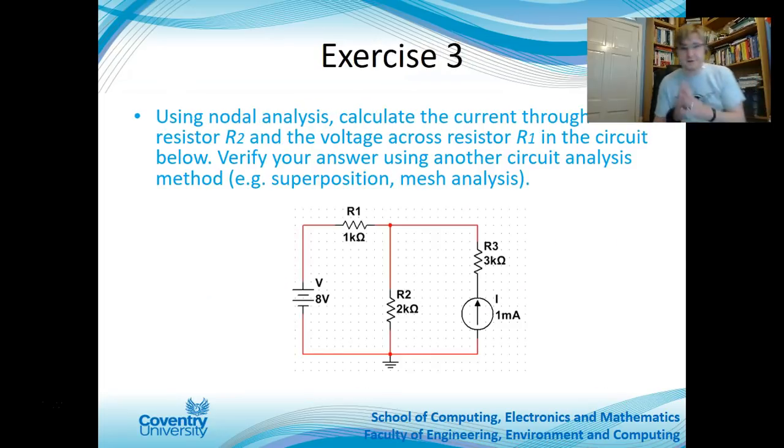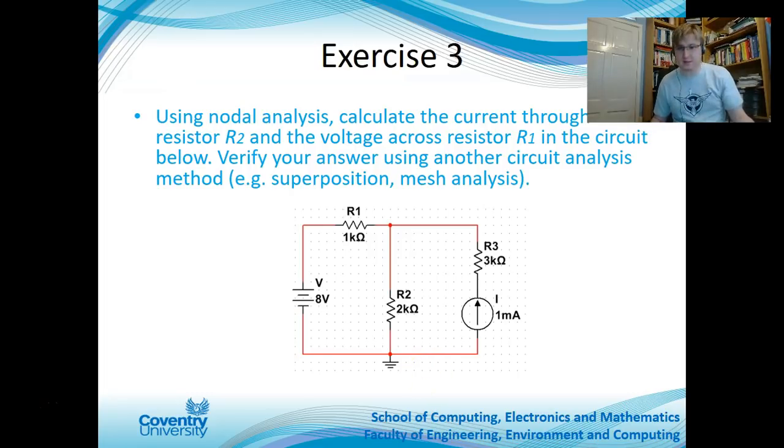Here's exercise 3 now. So here is one where we're using nodal analysis to find the current through resistor R2 and the voltage across resistor R1. And again, you can verify it using superposition or mesh analysis. So this is a circuit, and I've deliberately put one in here where you've got a voltage source and a current source. Okay, so you can test your mathematics with both of them.